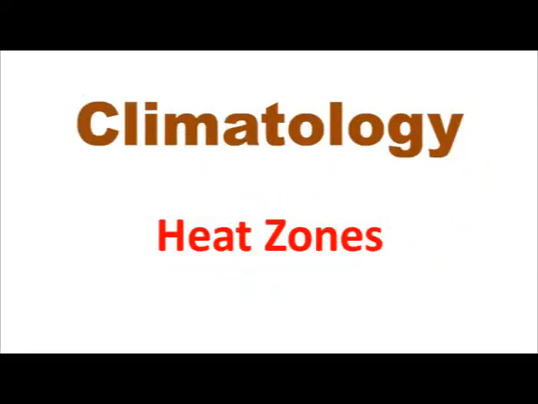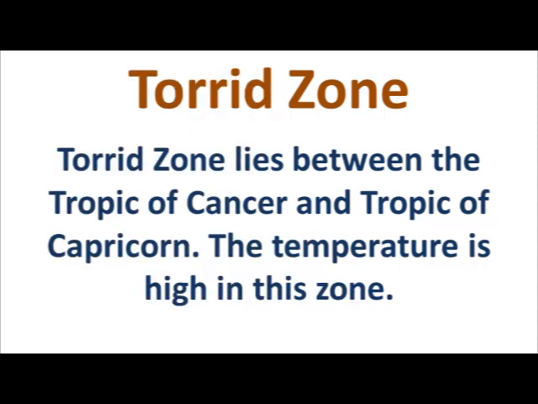Heat zones. Now, let's see the terms in heat zones. Torrid zone. Torrid zone lies between the Tropic of Cancer and Tropic of Capricorn. The temperature is high in this zone.